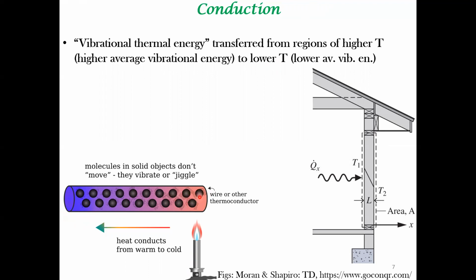This is vibrating because it is at higher temperature, so the vibration amplitude is greater. Because of this vibration, it is jiggling, making this atom jiggle, which is making this atom vibrate and so on. So this vibrational thermal energy is transferred from regions of higher temperature to regions of lower temperature. This is exactly what we mean by conduction.